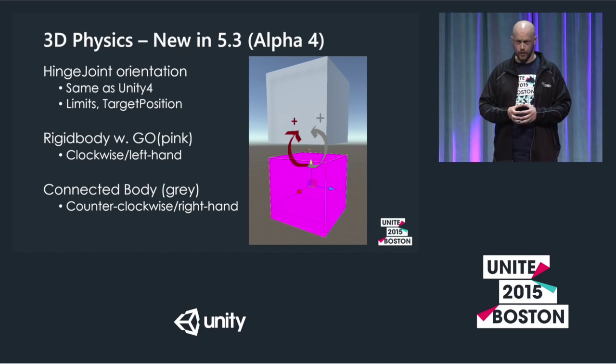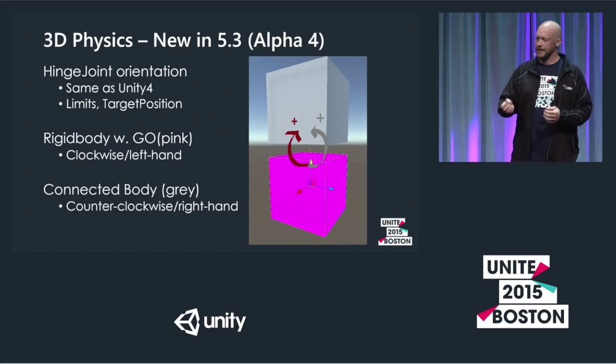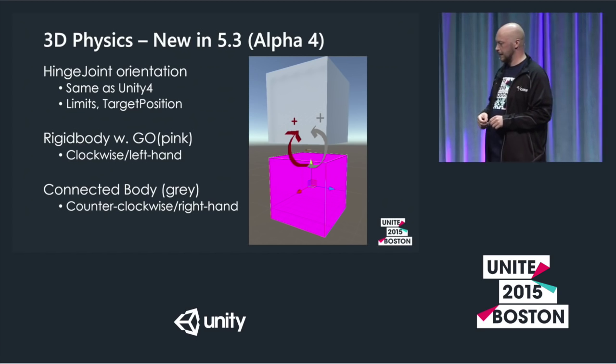And the same for when you get the angle on the hinge joint, it will return you the angle in the same orientation as the bodies are and as the target position are, and it will respect plus 180 degrees and minus 180 degrees.